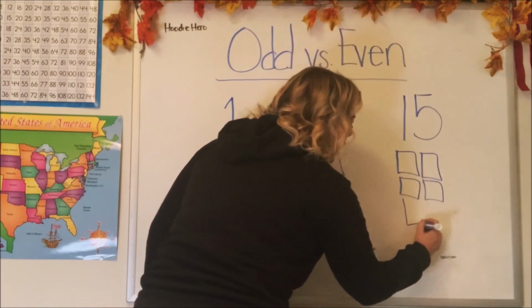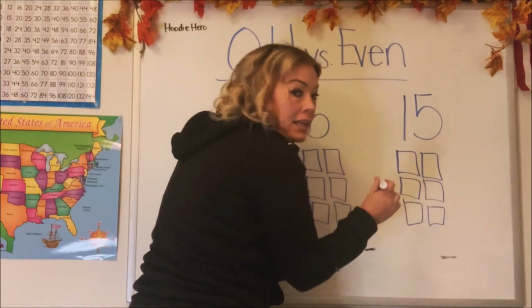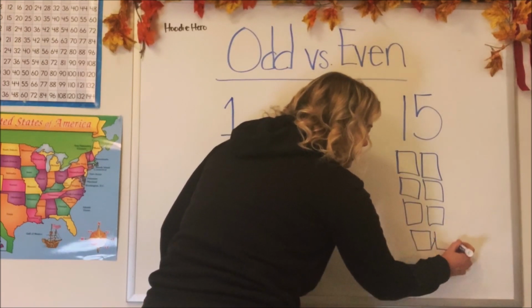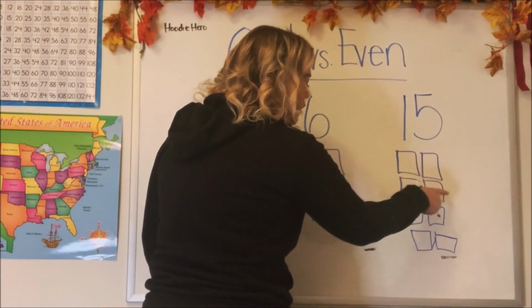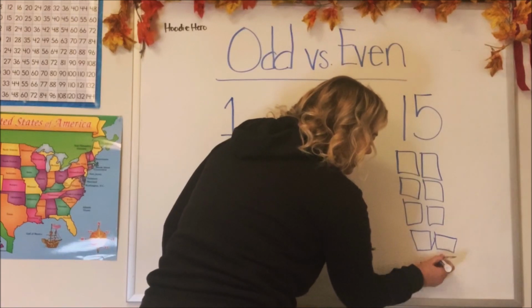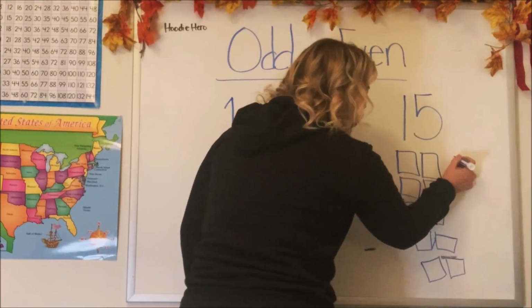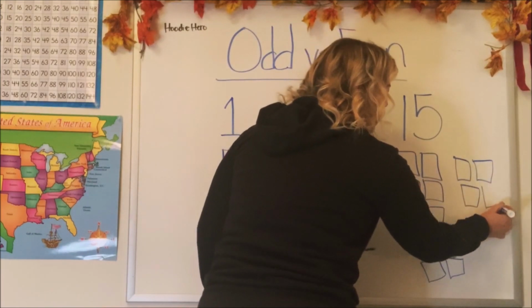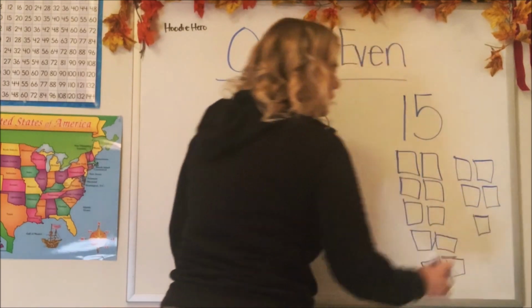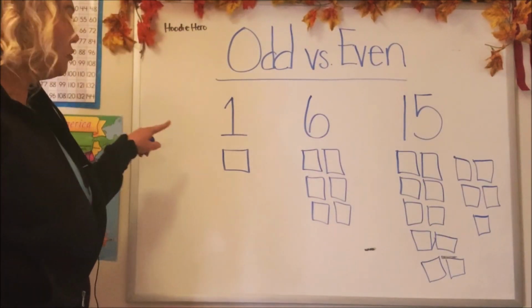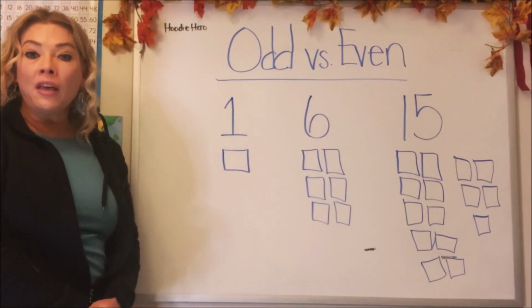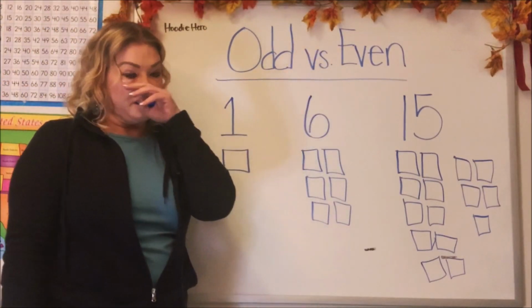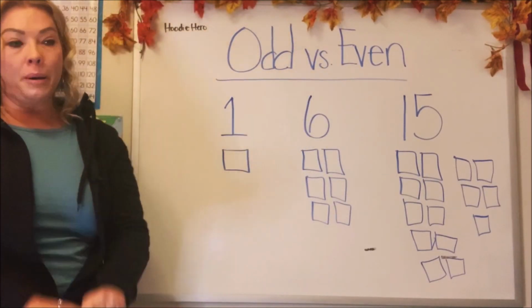So this is kind of a lot of blocks, right? But see, I'm putting them with partners, aren't I? Where are we at? 1, 2, 3, 4, 5, 6, 7, 8, 9, 10, 11, 12, 13, 14, 15. Okay, can you see the blocks I drew underneath each number? Now this is how we're going to tell whether they're odd or even. Remember, even numbers means that you have a friend or a buddy.